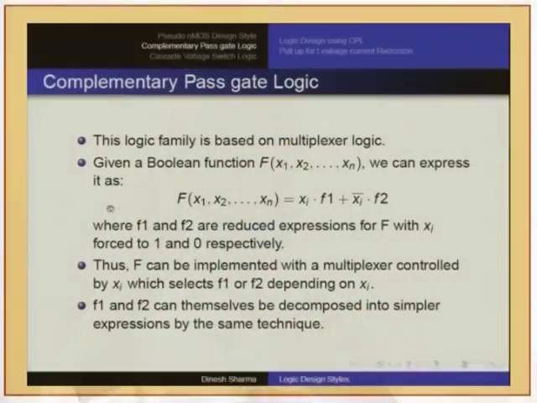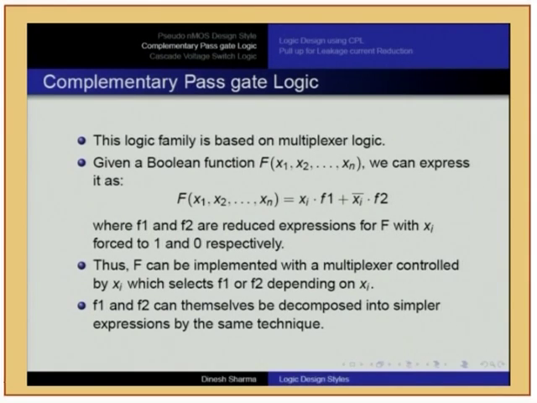Okay, now let's look at complementary pass gate logic. You would have done it in the digital part, where often there is this favorite question: how can you use a multiplexer as a logic element? Okay, and that depends on this Shannon's theorem. What it says is that if you have a logical function, which is a function of x1, x2 through xn of Boolean variables, then it can be expressed as two simpler functions. This is the function when x1 is 1, therefore x1 dot, and this is the function when x1 is 0.